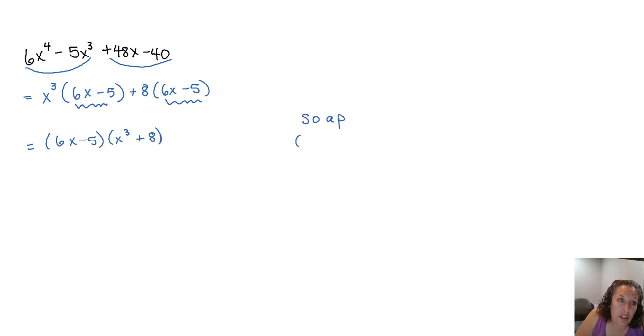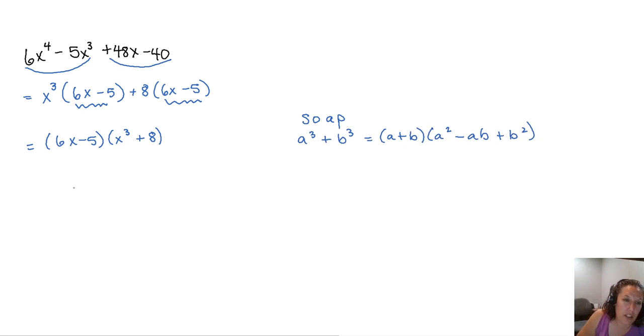So if we have a cubed plus b cubed, that's always going to factor to a with the same sign, b. A squared opposite sign, AB, always positive, B squared, and so that's what we're going to use here. So 6x minus 5, don't forget any factors that you have from the first step are going to continue on down. X cubed plus 8 is the same thing as x cubed plus 2 cubed, so our A is x and our B is 2.